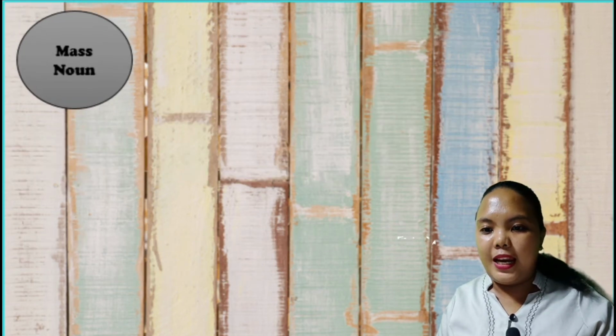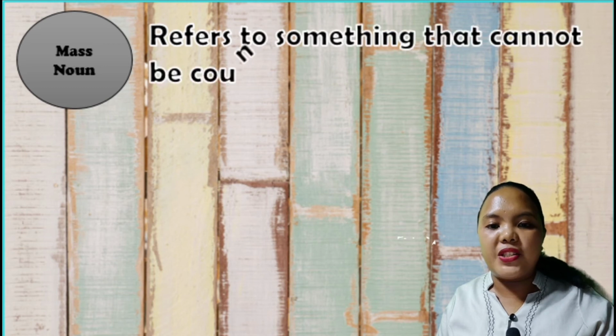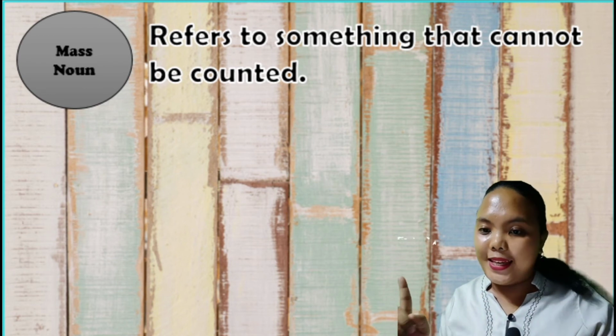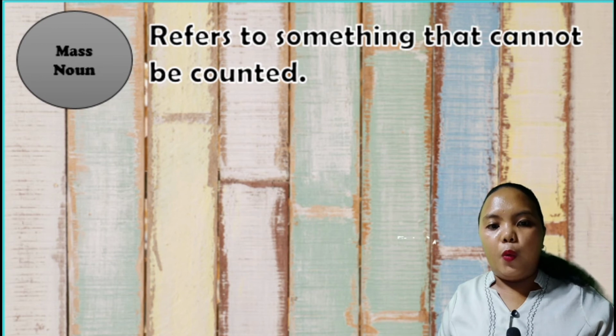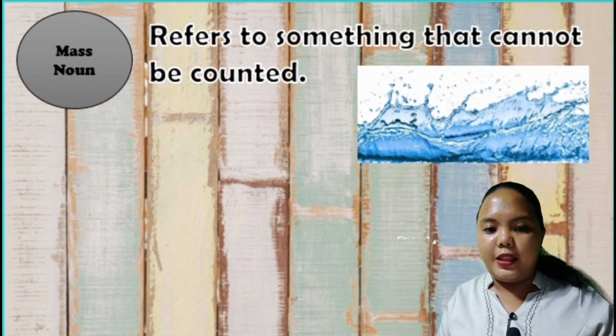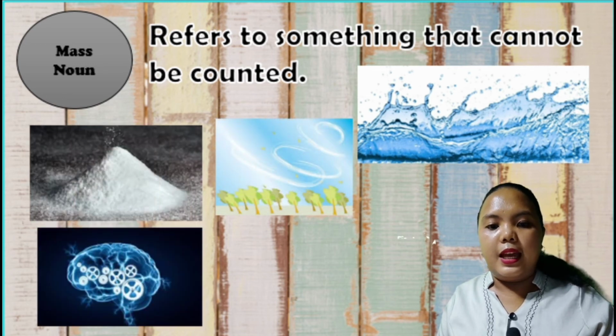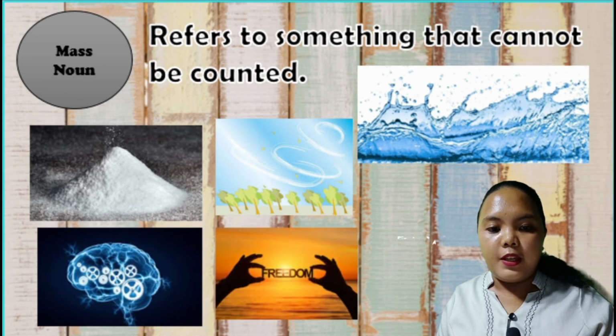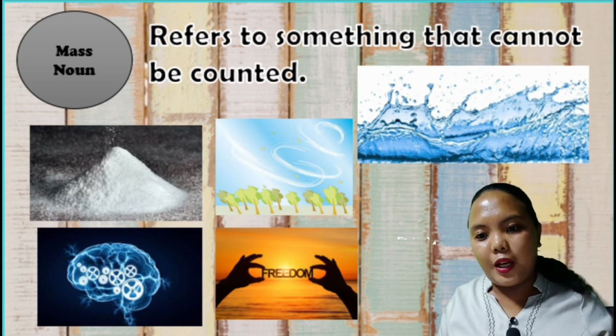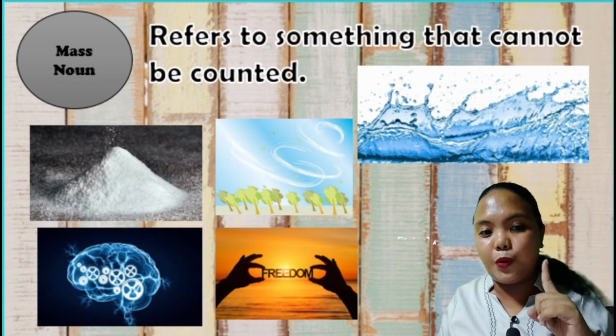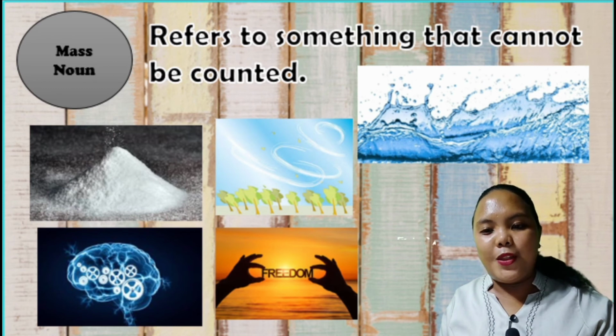Last, we have here the mass noun on number 11. Mass noun refers to something that cannot be counted. A while ago we had count nouns, which can be counted. This time we have the mass nouns, which refer to something that cannot be counted. For example, we have water, air, salt, intelligence, and freedom. We cannot count the wind. Can you say, I saw 3 winds? You cannot say that. I saw 3 waters, or I counted the salt. You cannot do that. Meaning to say, it refers to something that cannot be counted.